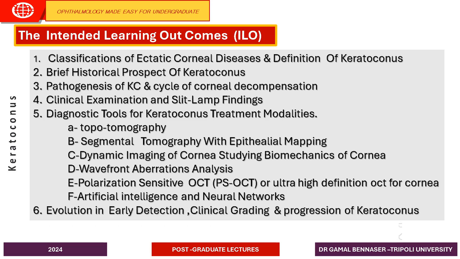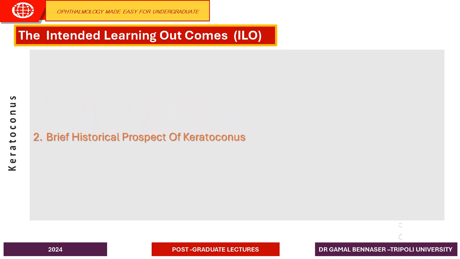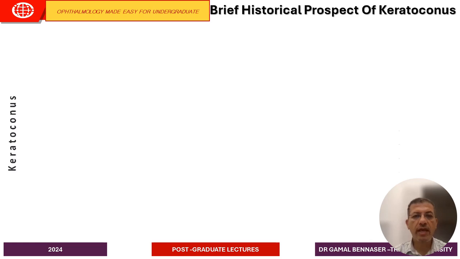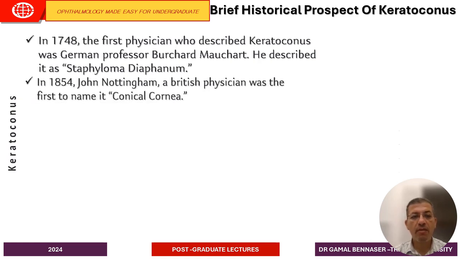Now we come to the second section of this lecture, which is a brief historical perspective regarding keratoconus and the terminology used over a long period until we reach the term keratoconus. It starts from Germany in 1748 with Professor Burchard Mauchart, who described it as Staphyloma diaphanum. He used this term to describe and observe this case of abnormal shape of the cornea.